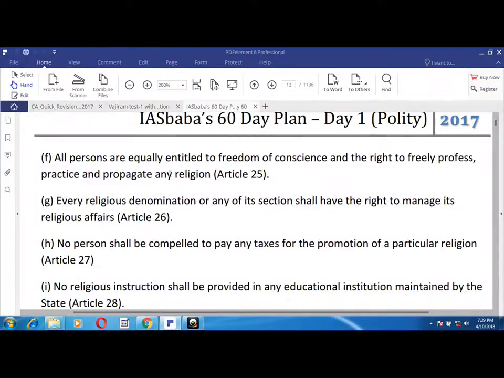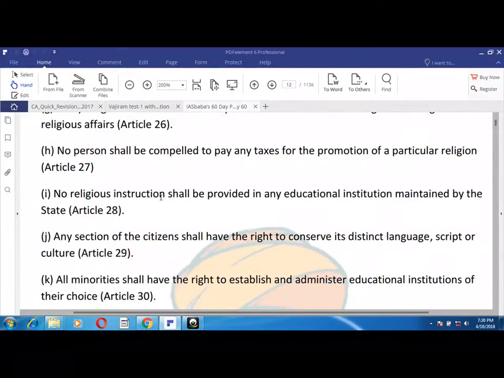All persons are equally entitled to freedom of conscience and the right to freely profess, practice and propagate any religion, Article 25. Every religious denomination or any of its sections shall have the right to manage its religious affairs, Article 26. No person shall be compelled to pay any taxes for the promotion of a particular religion, Article 27. No religious instruction shall be provided in any educational institution maintained by the state, Article 28.